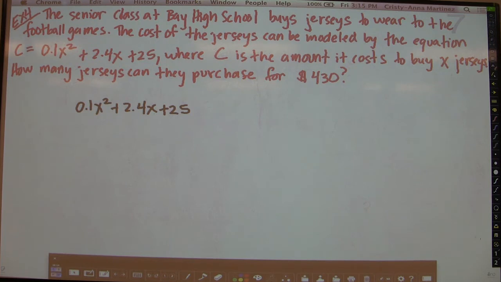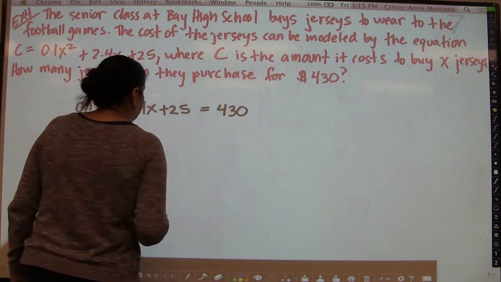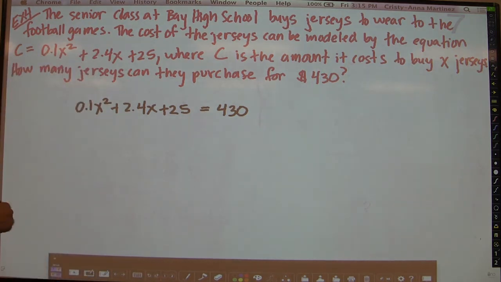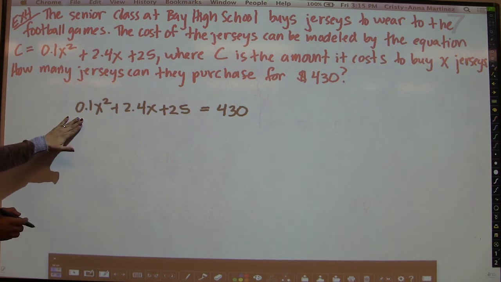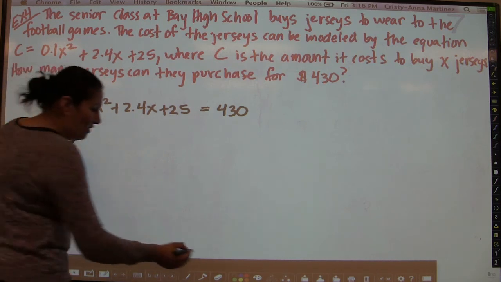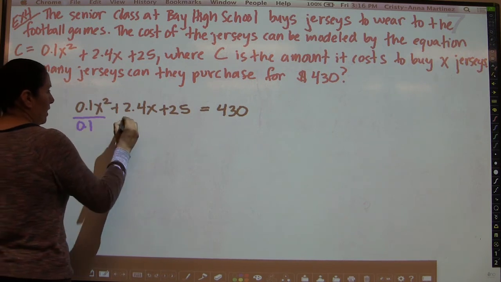Okay, so C is the amount that it costs to buy an x number of jerseys, and you only have $430 to work with here. So what we're going to do in this example is equate it to 430 because that's how much money we have to spend. Now we want to go forth, but again, you can see that there's a coefficient in front of the x squared that's not 1, and so we want to get rid of that right away. And so we're going to divide everything by 0.1.